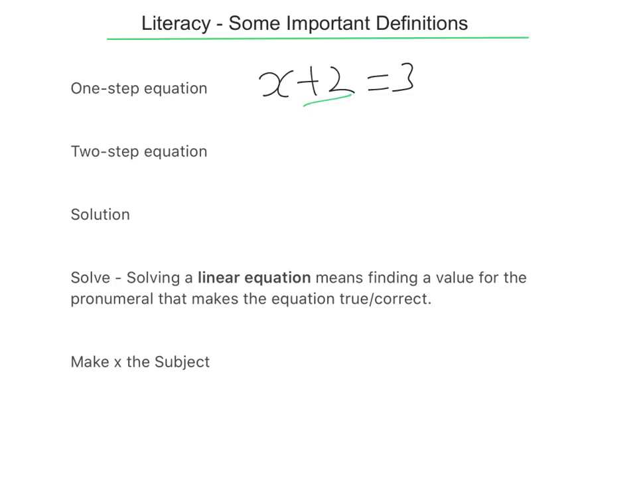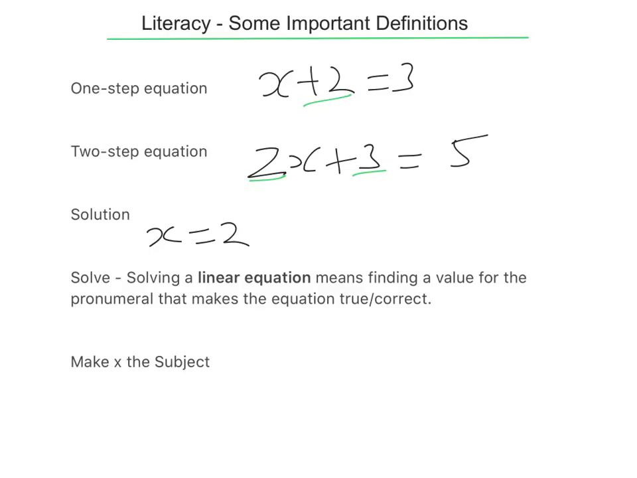A two-step equation has two numbers with the letter. So 2x plus 3 equals 5 would be a two-step equation because it has a 2 and a 3 on the same side of the equation as the x. A solution is when you find the answer. If I have x equals 2, that means I have found the answer and I know what x is worth.